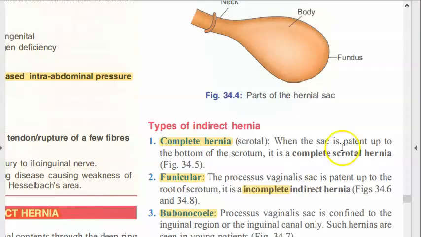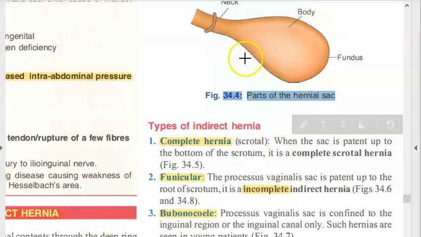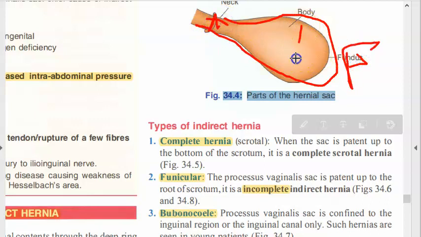So guys, we are looking at indirect hernia. Look at this, the parts of the hernial sac they're talking about. So here they're talking about this is the sac, right? Sac will have contents, remember. So the sac will have a neck here and a fundus here and a body here, okay? Fundus, body and neck, okay?